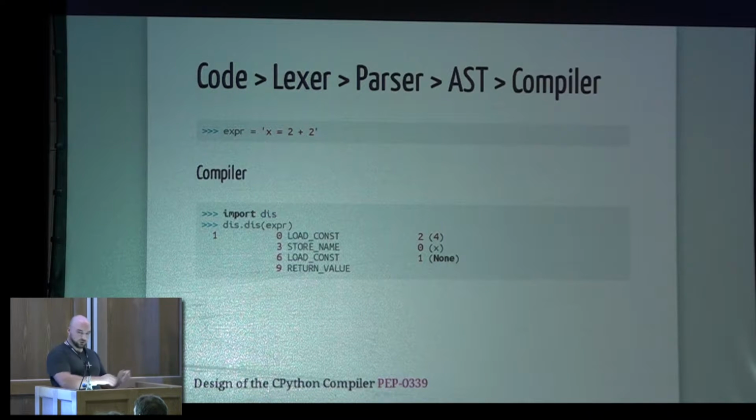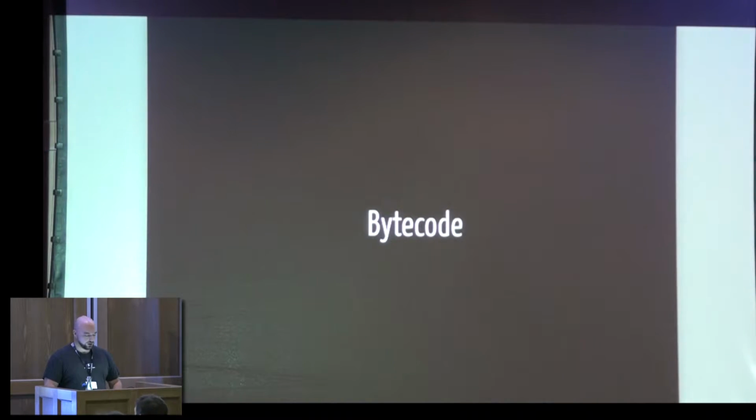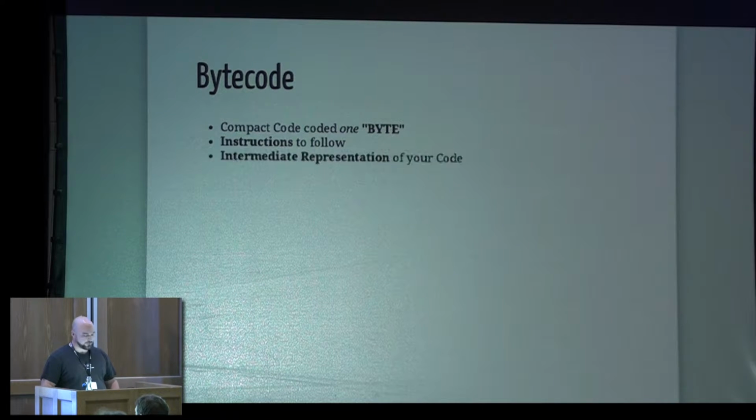But I don't want to explain the bytecode here, because we have another section just for that. The bytecode, what is that in reality? A compact code, maybe 1 byte. Because in a new version of Python, Python 3.6, it's not a bytecode, it's a wordcode of 2 bytes, sorry. Okay? It's an instruction to follow, say hello, etc. But it's an intermediate representation of your code, and really used by a virtual machine.